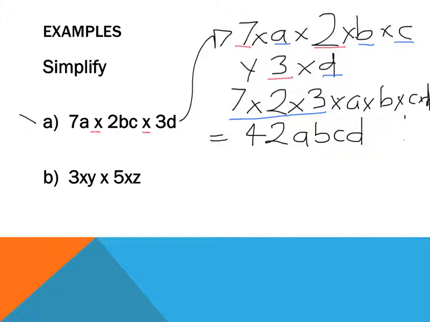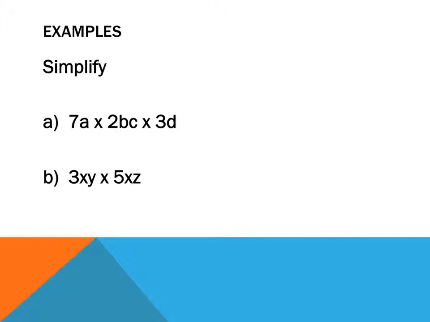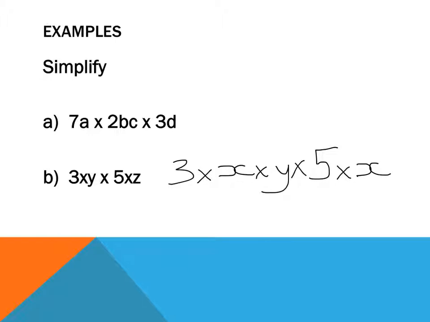Okay, the next example is a little bit different. I'm going to show you the next example underneath. Okay, it's 3 times x, sorry. See now how we have to write these differently. Times y times 5 times x times z. Okay, let's underline our key terms. We have a 3 and a 5. We have an x and an x. And then we have a y and a z.